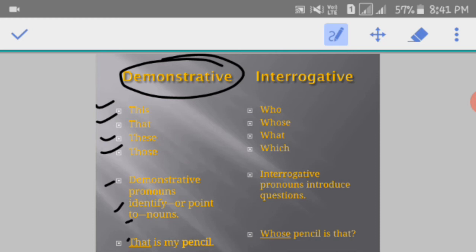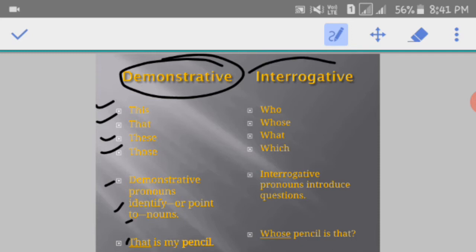Okay, so demonstrative pronouns identify or point to any noun. Like, that is my pencil. Here, "that" is pointing to a particular noun.